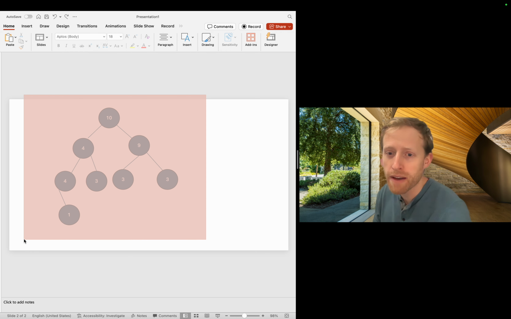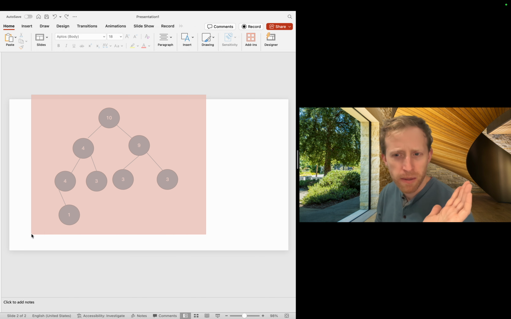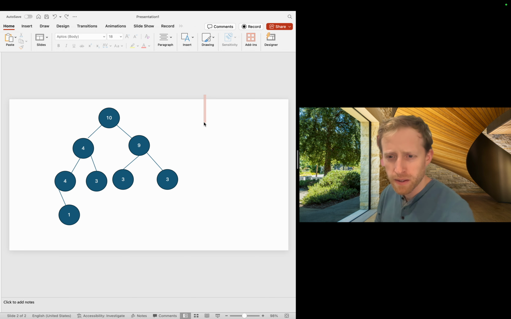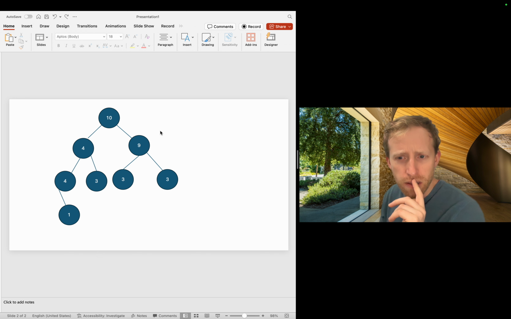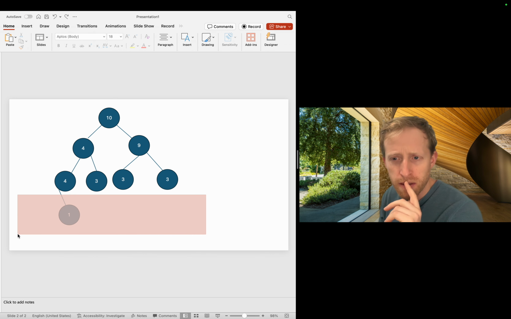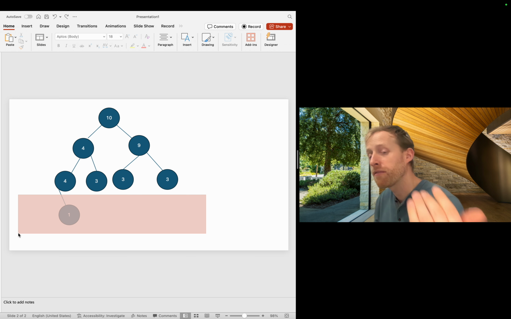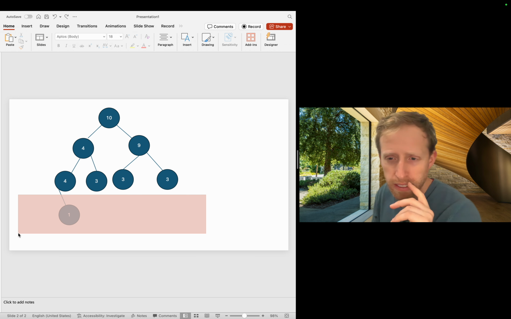Your fifth layer would have exactly how many nodes? Does anybody want to tell me how many it would have before we could have a sixth layer, or a fifth layer, rather? How many nodes would be in the fourth layer before we enter a fifth layer in order for this tree to be complete?